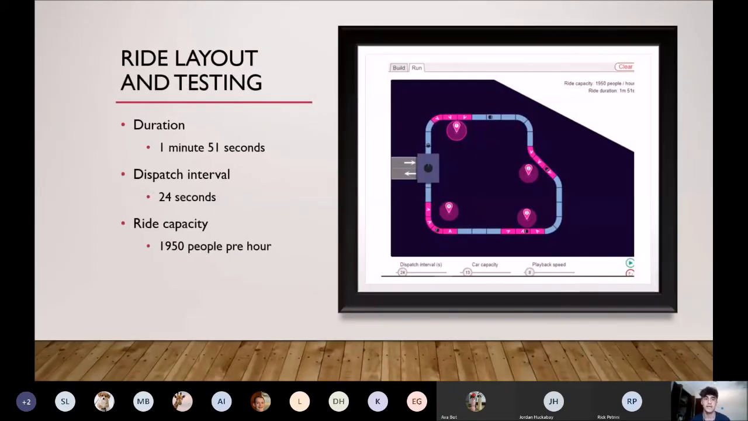So, ride layout and testing. That's the layout of my ride. The purple spots are the different stops that you make. My duration was 1 minute and 51 seconds. The dispatch interval is 24 seconds, which is the time between the rides, or the stops. And then the ride capacity per hour is 1,950 people.